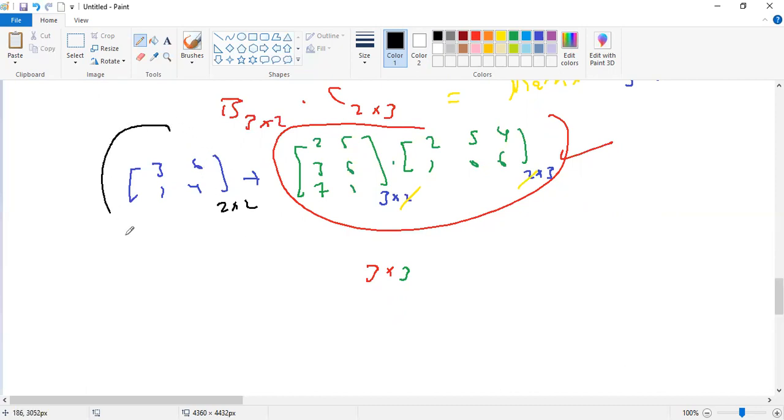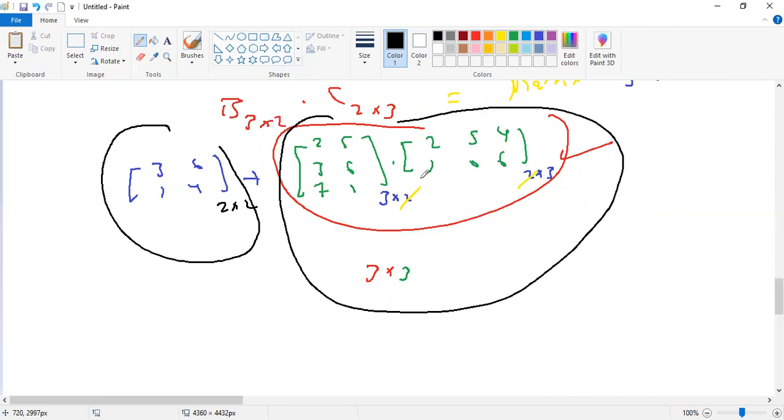So this matrix is 2 by 2, or this matrix is 3 by 3. This can be multiplied, but it will be 3 by 3. So then we can't add. Why can't we add? Because a 2 by 2 matrix cannot be added to a 3 by 3; addition is not defined. It should be the same size.